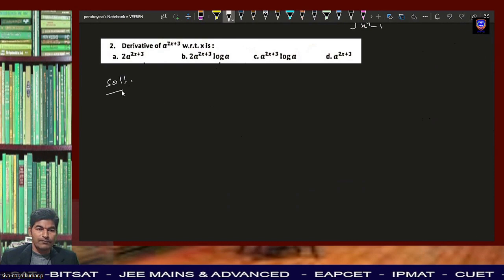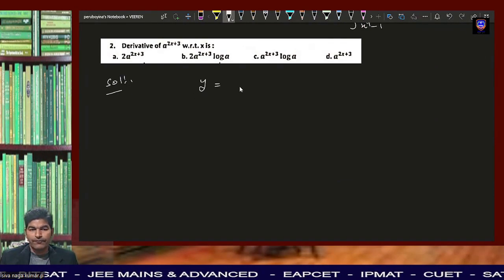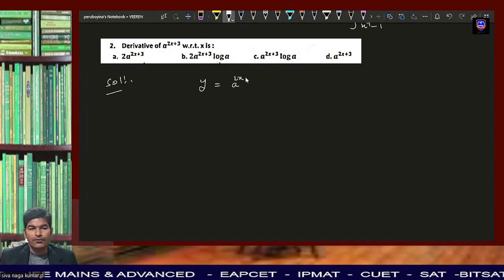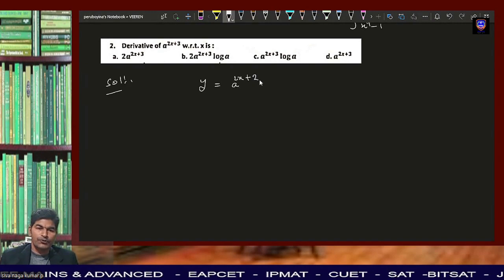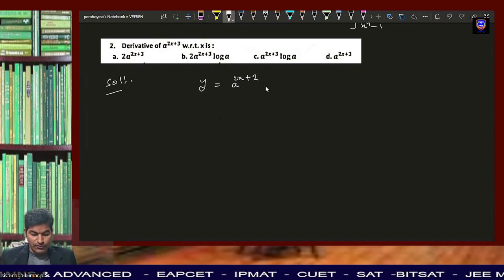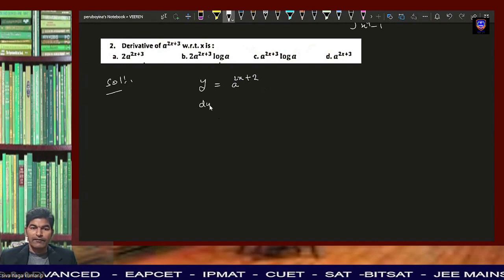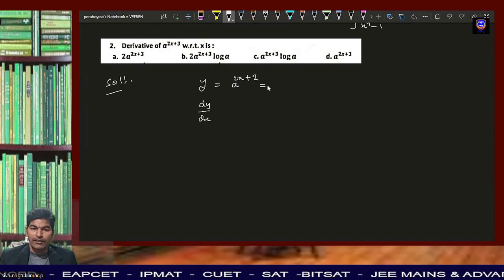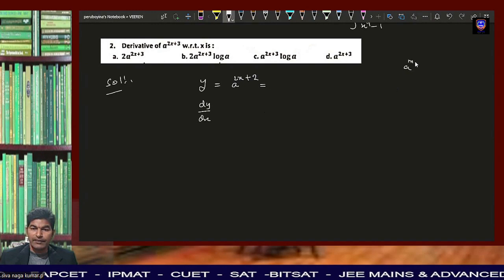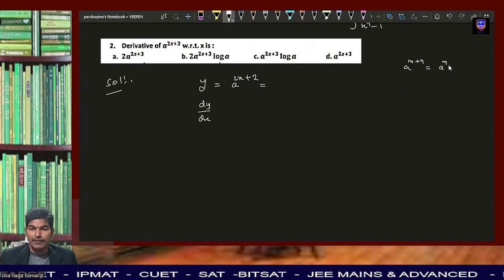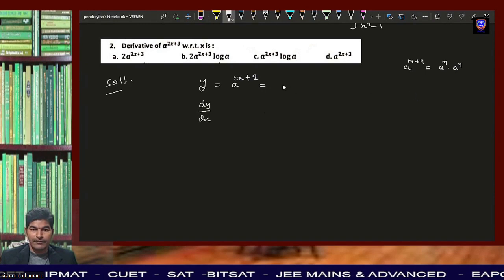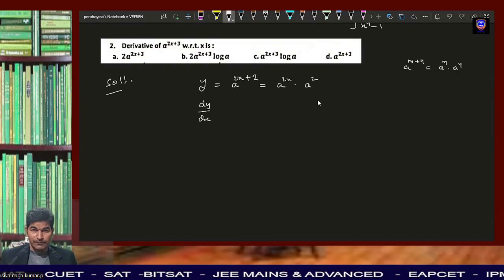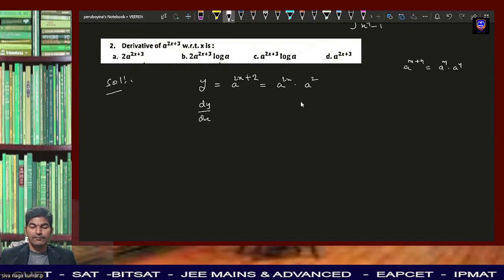So write down the solution. Let us consider y, it is a power 2x plus 2. This is a very easy question. So y derivative is dy by dx. Okay. So here you have to write, you know what is a power m plus n? a power m into a power n, right? Similarly, you can write a power 2x into a square. a power 2x into a square. Understood?